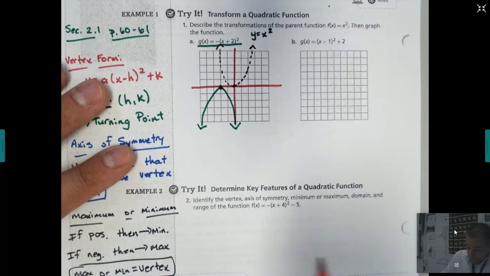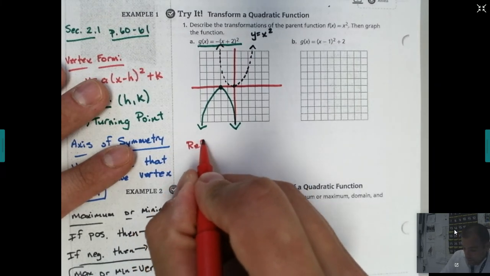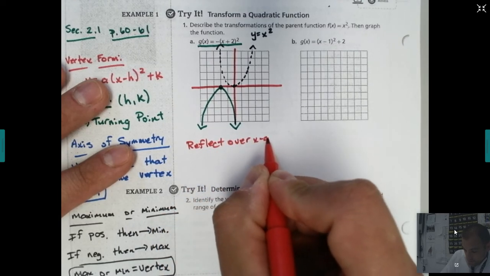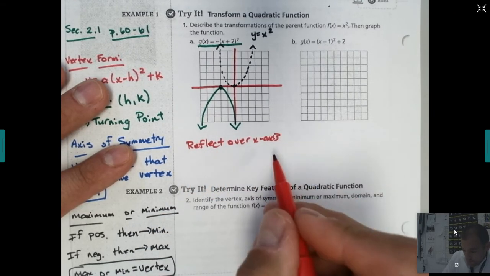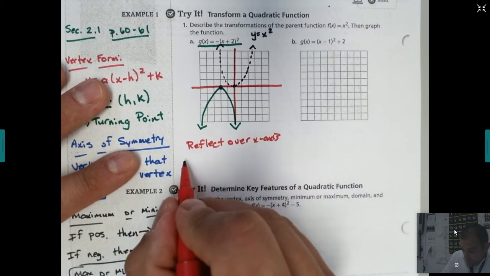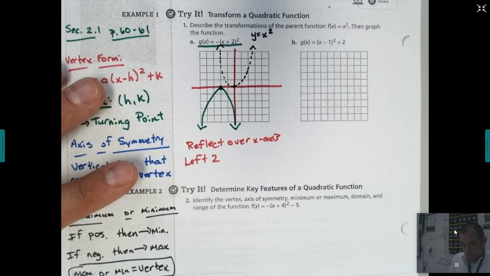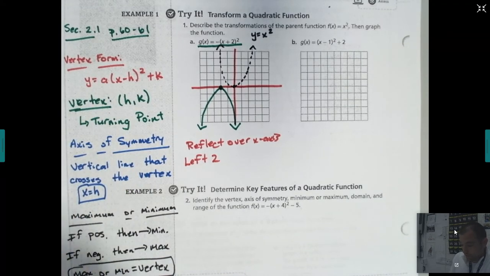So this graph is a reflection over the x-axis. That's a terrible S. That should say axis. And left 2. Those are the only things that happened. It went left 2 and it reflected over the x-axis.